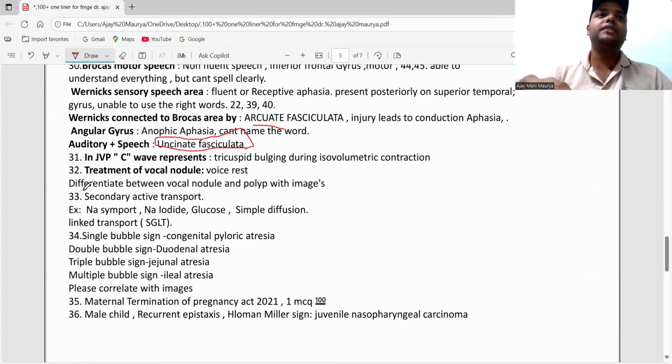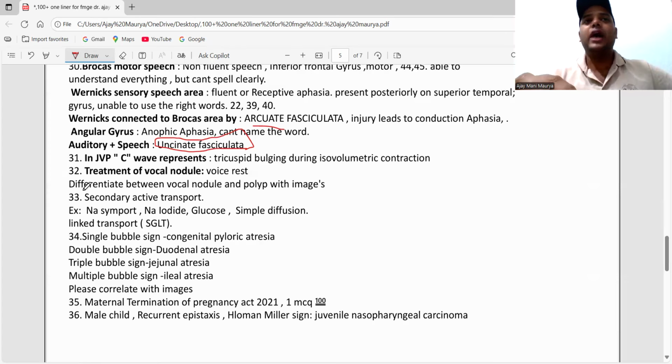Next, treatment of vocal nodule is what? It is voice rest. Then please try to remember the difference between the vocal nodule and the vocal polyp. Vocal nodule is called Singer's nodule.